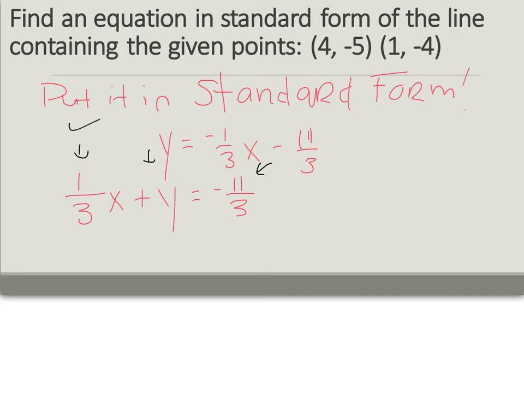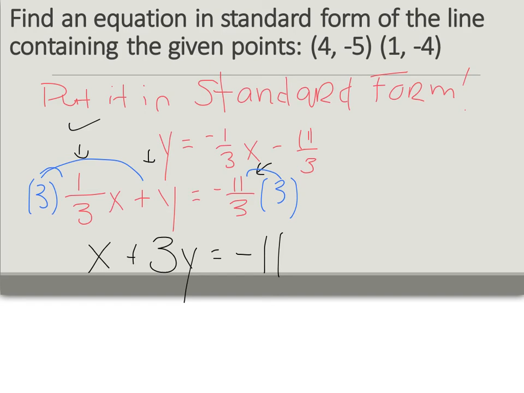1/3 is positive, but I can't have any fractions or decimals. So in order to get rid of these fractions, I'm going to multiply by the denominator. And please don't forget to multiply every single piece. So instead of having 1/3 x, I'm just going to have an x by itself. Instead of having just a y by itself, I'm going to have 3 y's now. And instead of having -11/3, I'm now just going to have -11. And so this right here, with a plus sign, is in standard form.